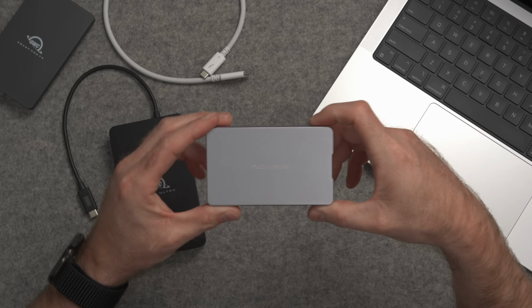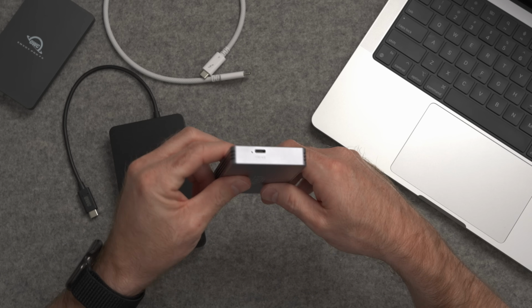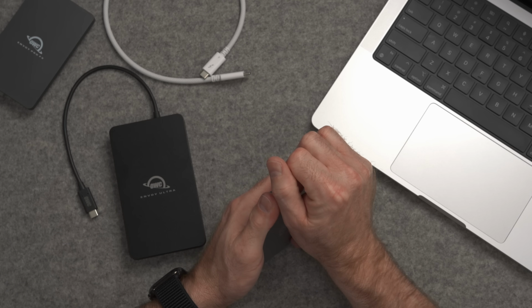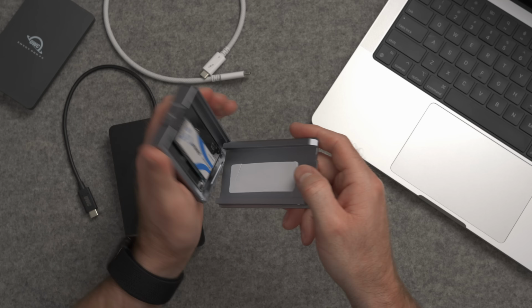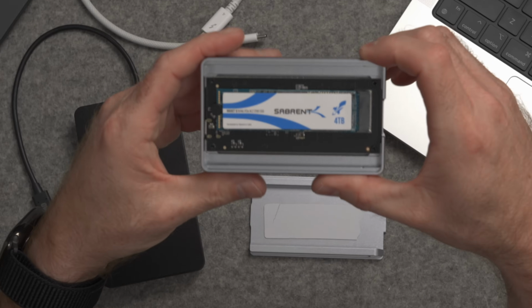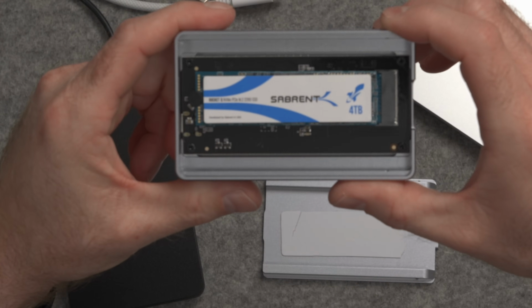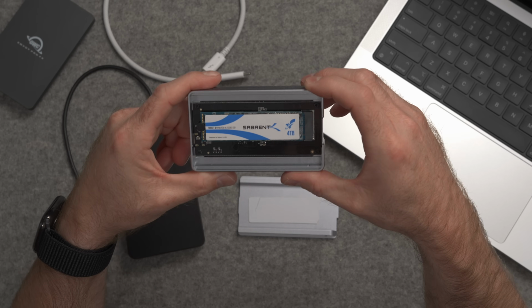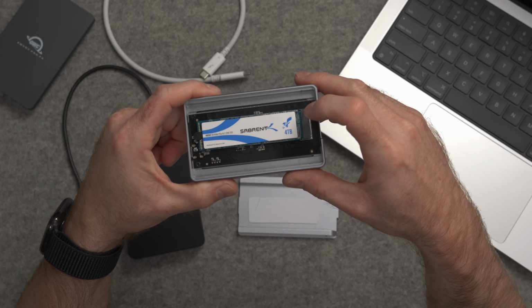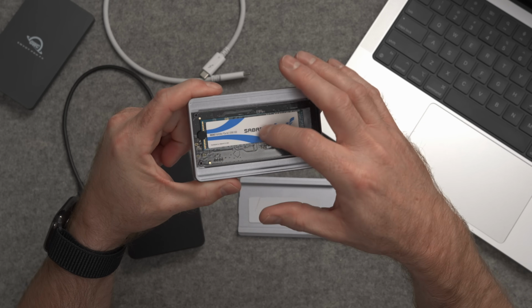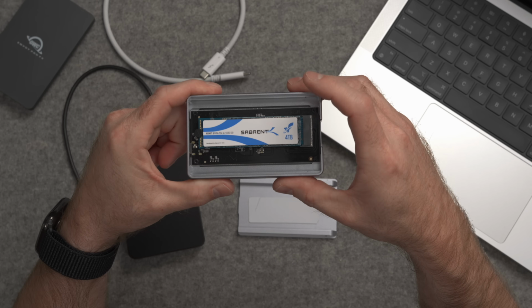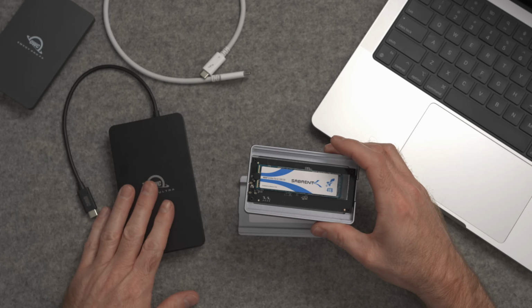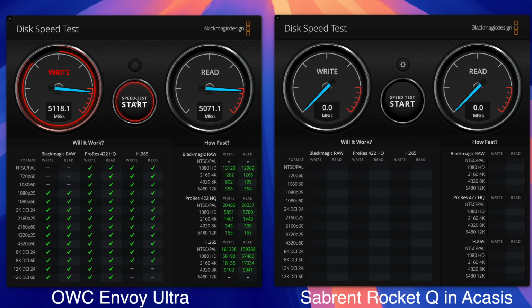And for the other drive, we're using this Acasis enclosure. This is a USB 4 enclosure, which also gets up to 40 gigabits per second, just like Thunderbolt 3 and Thunderbolt 4. And inside, I'm actually using a couple year old Sabrent Rocket Q NVMe SSD. Now the specs on this SSD are not really that high. I think around 4,000 or 4,200 megabytes per second is what is expected if this was an internal drive. But let's go ahead and see how these two devices compare, starting off with the Blackmagic disk speed test.